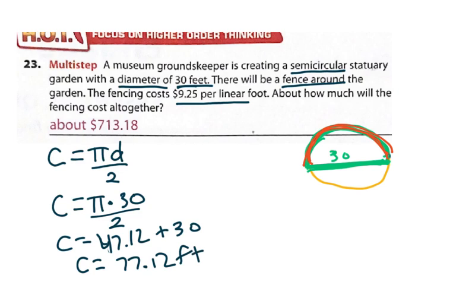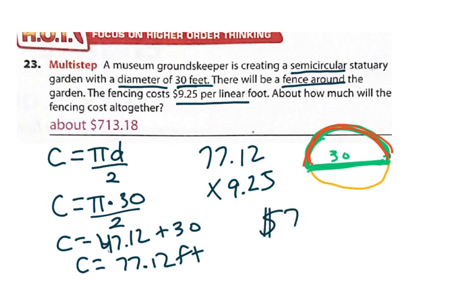So then I'm going to take that 77.12 and I'm going to have to multiply that by the $9.25 it costs for the fencing per foot, and I'll get a total cost of $713.40. Okay.